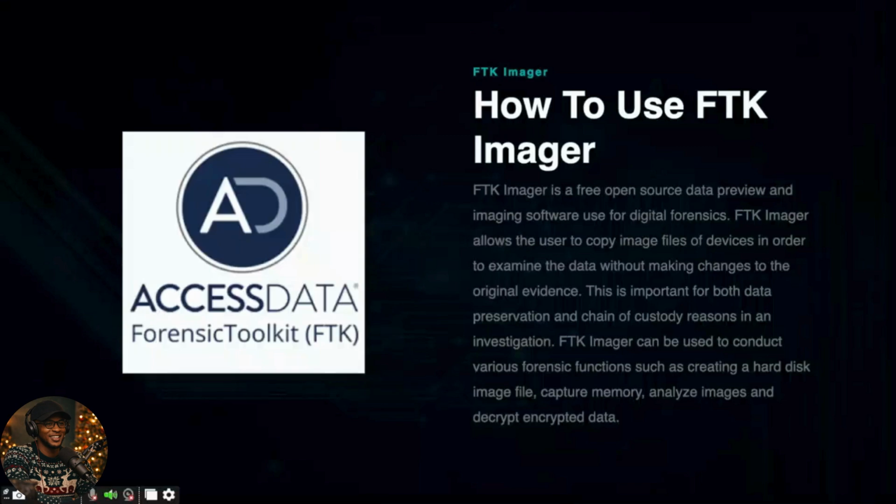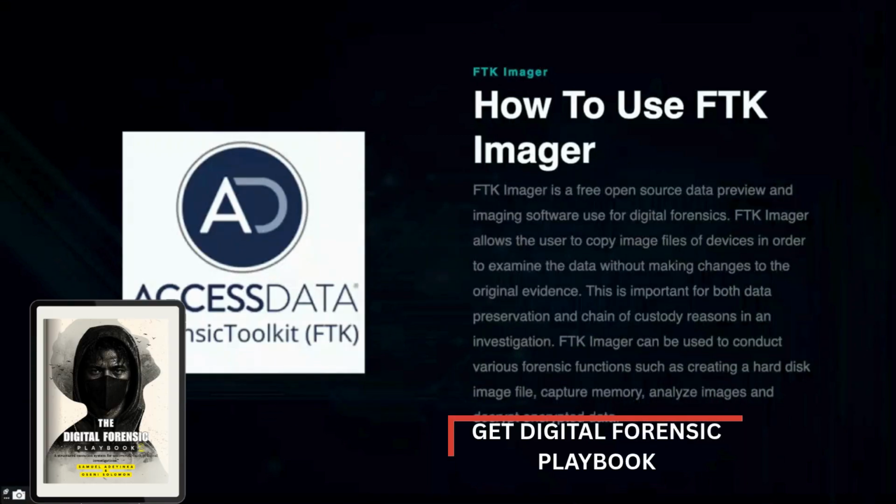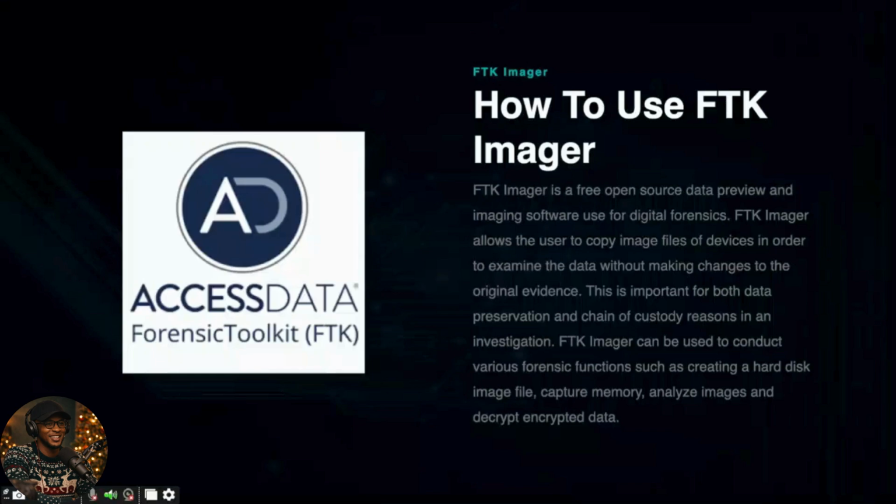FTK Imager provides a hashing function that is designed to provide an integrity check to verify that the original data has not been tampered with during the investigation. FTK Imager can be used to conduct various forensics functions such as creating a hard disk image file, capture memory, analyze images, and decrypt encrypted data.